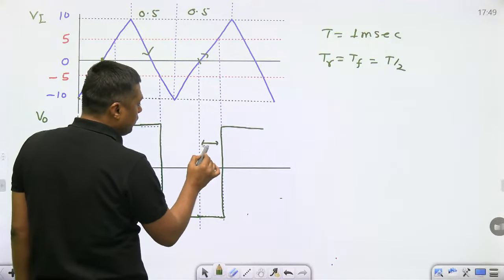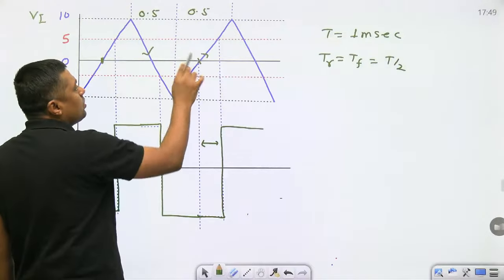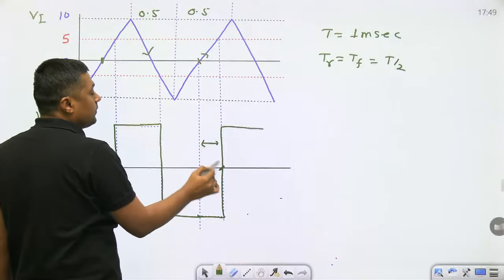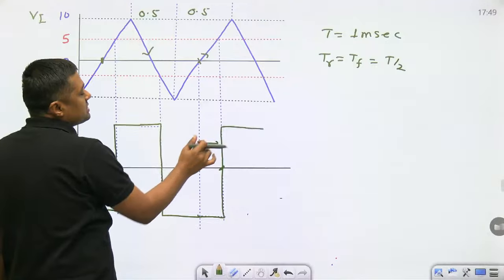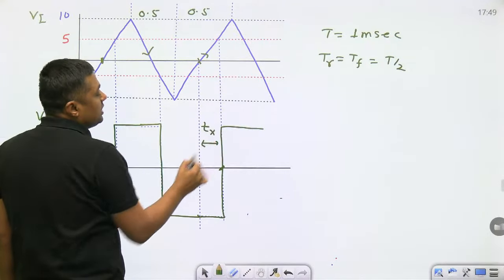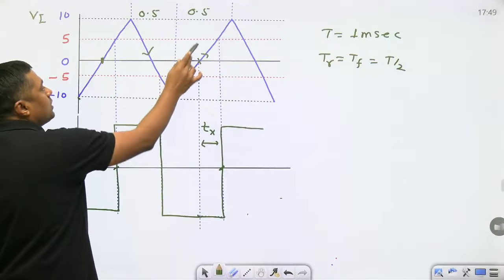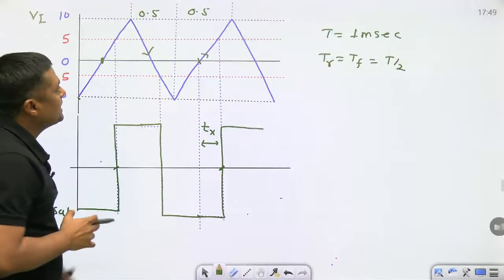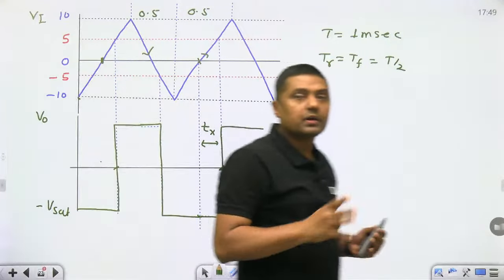We have to find the duration between when the input will cross the zero and when the output will cross the zero. So, what is the difference? This is the Tx you have to find, when it will cross the zero. Okay. How can we find it?